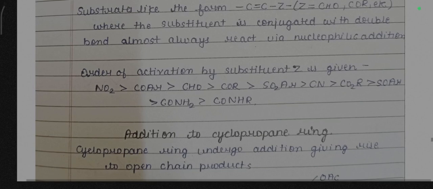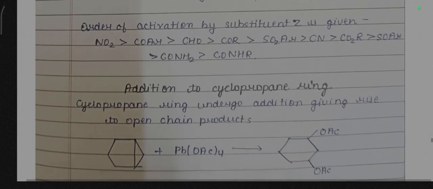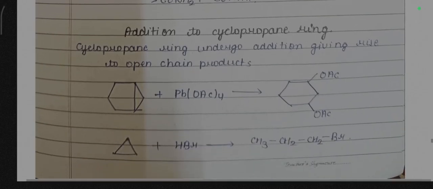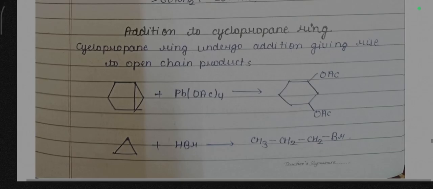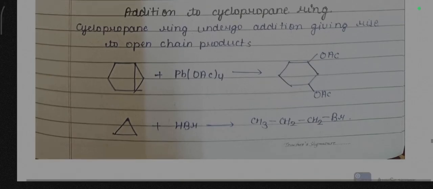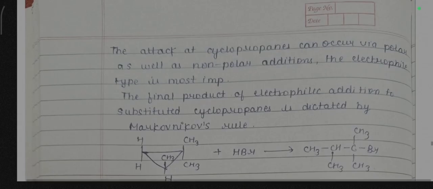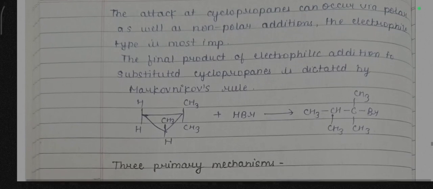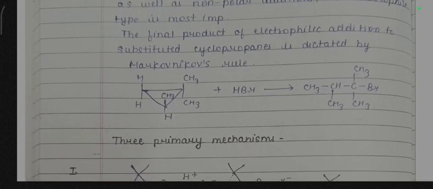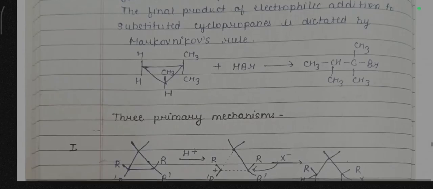Order of activation by substituent Z is given: NO2 is greater than COAr, which is greater than CHO, which is greater than COR, which is greater than SO2Ar, which is greater than CN, which is greater than CO2R, which is greater than SOAr, which is greater than CONH2, which is greater than CONHR. Addition to the cyclopropane ring. The cyclopropane ring undergoes addition giving rise to open chain products. The attack at cyclopropanes can occur via polar as well as non-polar additions. The electrophile type is most important. The final product of electrophilic addition to substituted cyclopropanes is dictated by Markovnikov's rule.